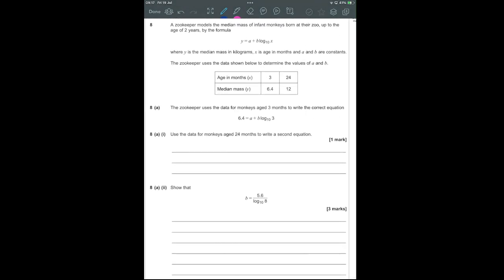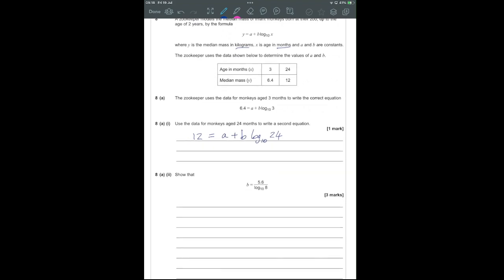Question 8. A zookeeper is modelling the mass of infant monkeys by that model. Y is the mass in kilograms, X is the age in months, A and B are constants. The zookeeper uses the data to find 2 data points, 3 months to write down that equation, and use the other one. So Y is the mass, so for the second one, Y is 12, A plus B log base 10 of the age in months, which is 24.